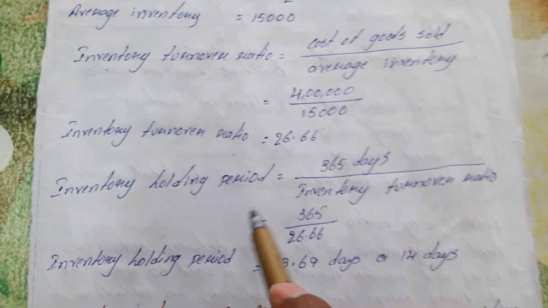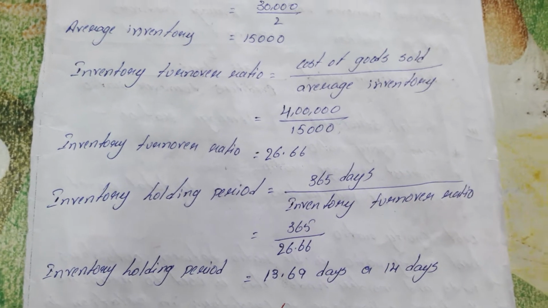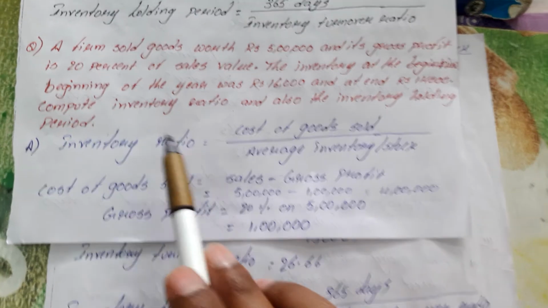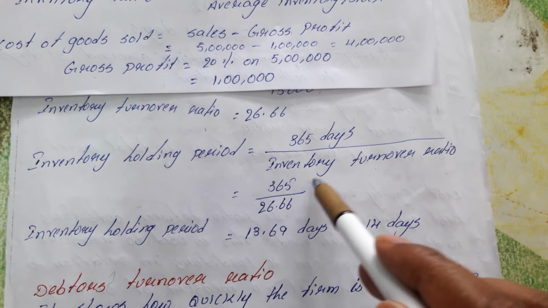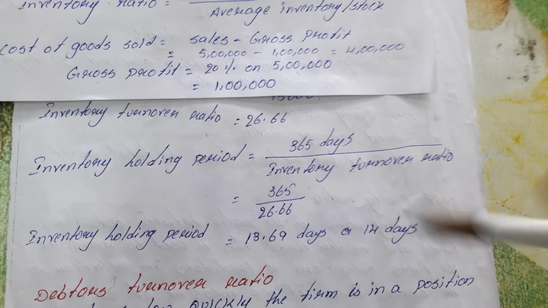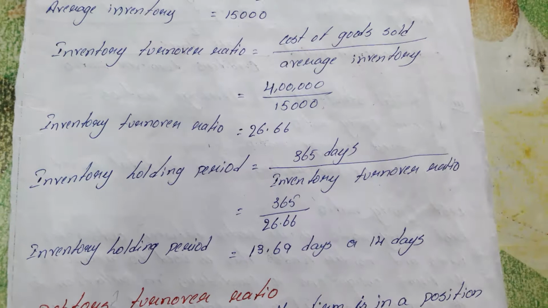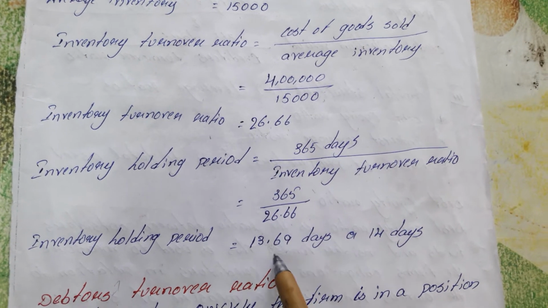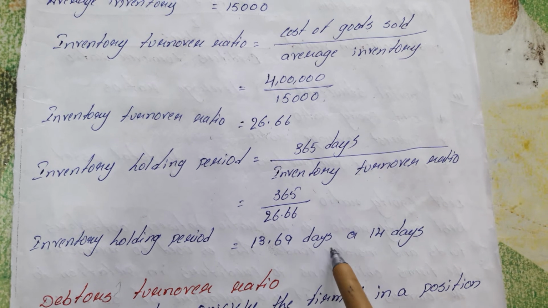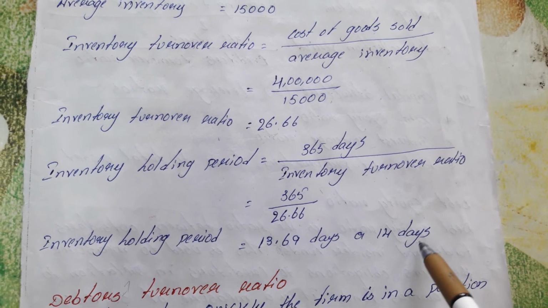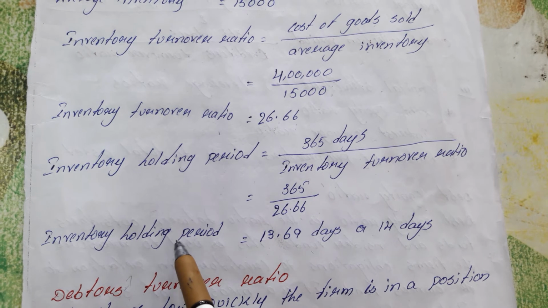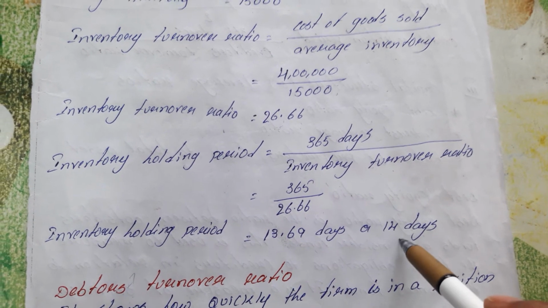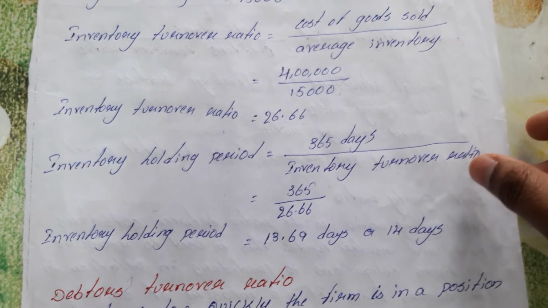Next is inventory holding period. They have asked us to calculate this in the question. Inventory holding period is equal to 365 days by inventory turnover ratio. So 365 days by inventory turnover ratio, which we got here as 26.66. We got 13.69 days, or we can call it 14 days. So the number of days we are holding the inventory, the stock we are holding, is approximately 14 days. This is all about inventory turnover.